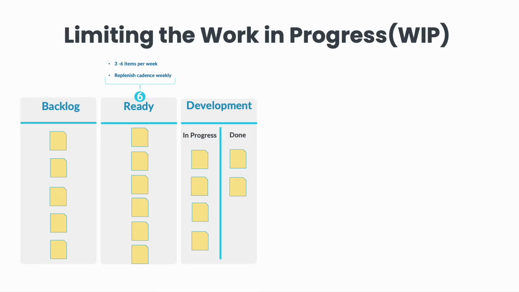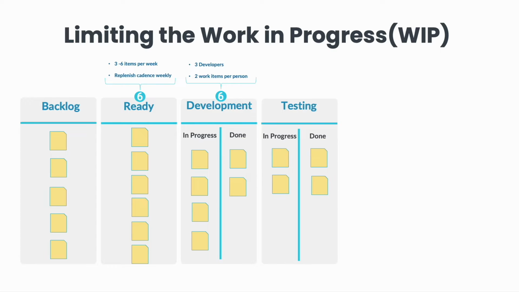The WIP limits for development and testing columns are based on how many developers and testers we have in our team. In our case, we have 3 developers and 2 testers. As we mentioned earlier, a good start is having 2 work items per person, and we can empirically adjust from there as needed, with the assumption that developers only work from the development column and testers from the testing columns. That means our WIP limit should be 6 work items for development and 4 for testing.